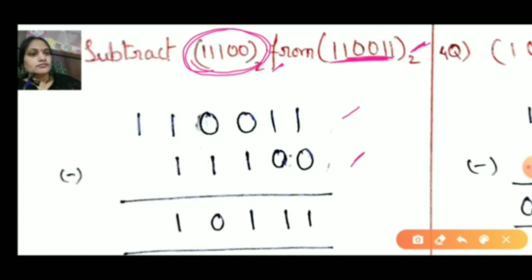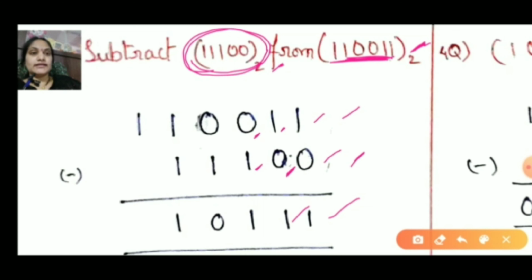Now subtract this 0 from 1. So 1 minus 0 is 1. Again subtract this 0 from 1. 1 minus 0 is 1. Again you subtract 1 from 0. That means 0 is less than 1.